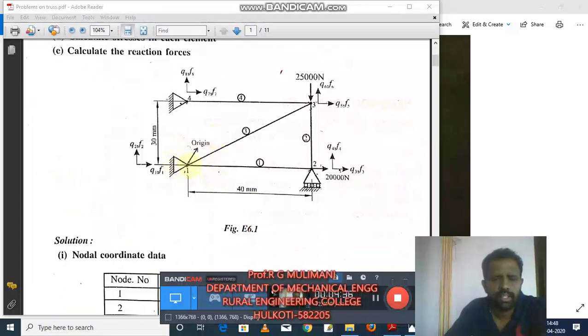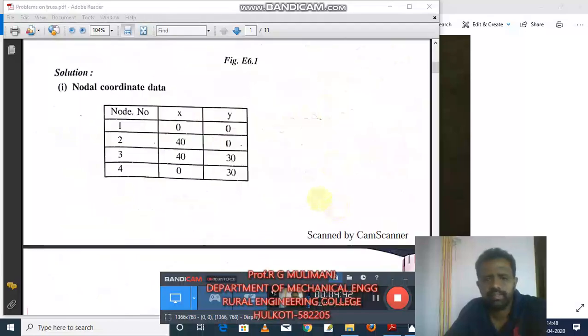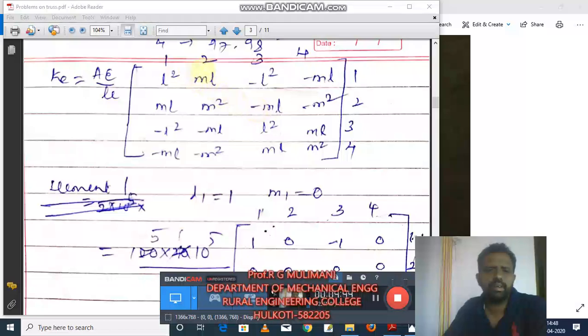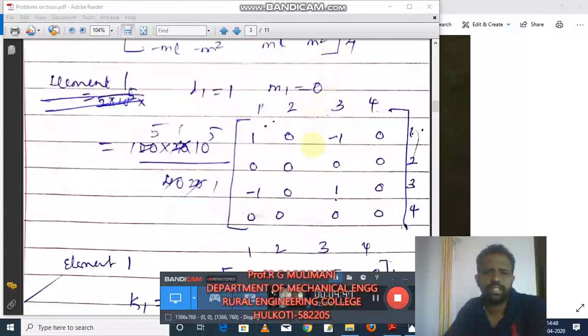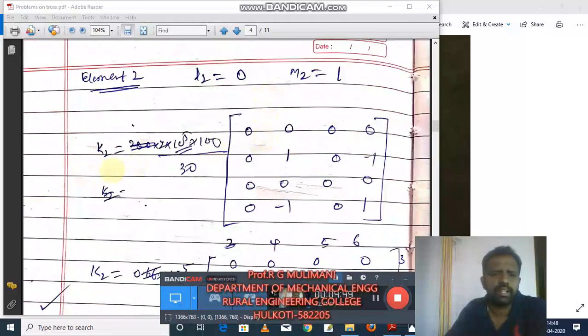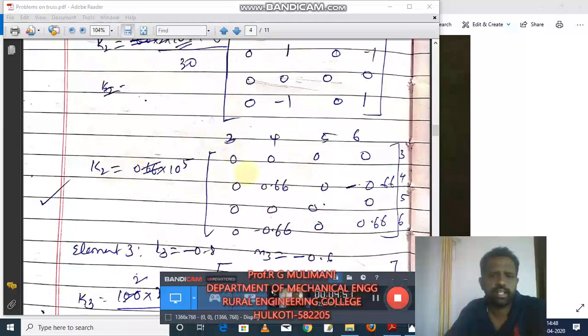For node 1, displacements are 1 and 2, Q1, Q2. For node 2, it is Q3, Q4. So 1, 2, 3, 4, 1, 2, 3, 4 is written here. Okay, similarly, K2 is calculated here.